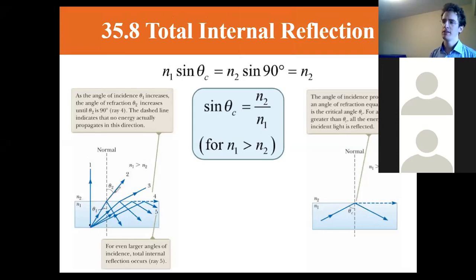But here, the angle is always getting wider and wider until eventually you reach this critical angle where light is bent at 90 degrees from the normal. Any angle of incidence bigger than this, and the light will not refract at all. It's just going to be totally internally reflected.